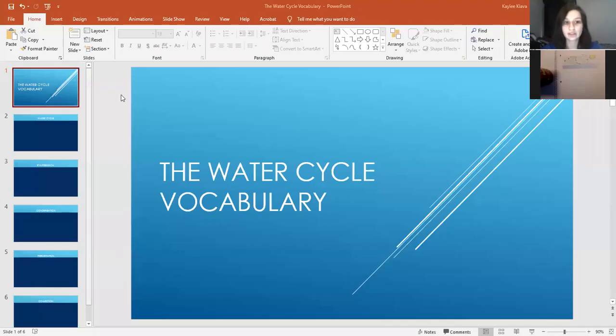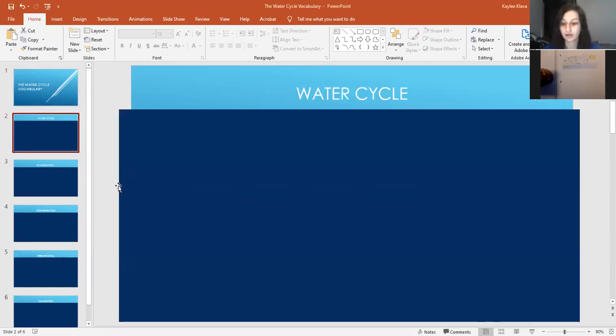So hopefully you see the PowerPoint, the water cycle vocabulary on your screens. The first term we're going to look at is water cycle. Write down water cycle in your notebook. What is the water cycle? From the Brain Pop video, you should have a pretty good idea of what the water cycle is. Here's a picture of the water cycle in action.